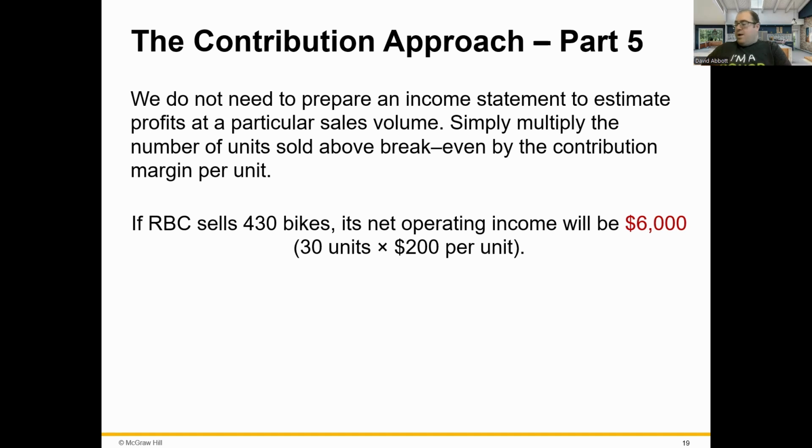Now, we do not need to prepare an income statement to estimate profits at a particular sales volume. We can simply multiply the number of units sold above the break even by the contribution margin for each unit. And so we see here that if RBC sells 430 bikes, its net operating income would be 6,000, because we take 30 units, which is the amount over break even, because break even would be 400 units, 30 over that times $200 per unit, which is the contribution margin, and we get to 6,000.